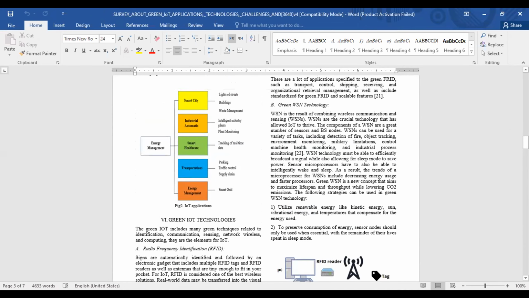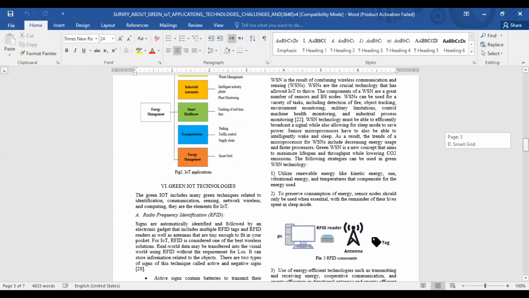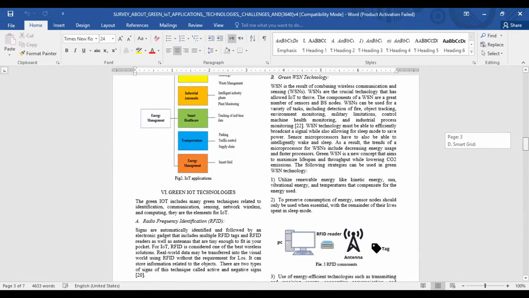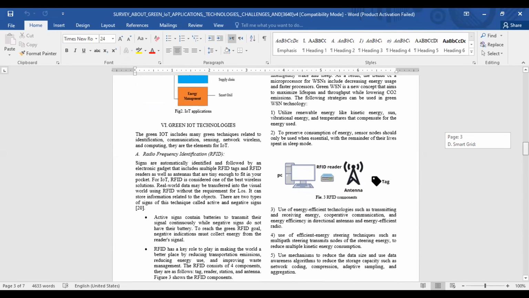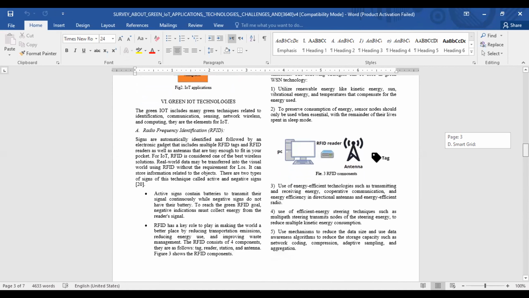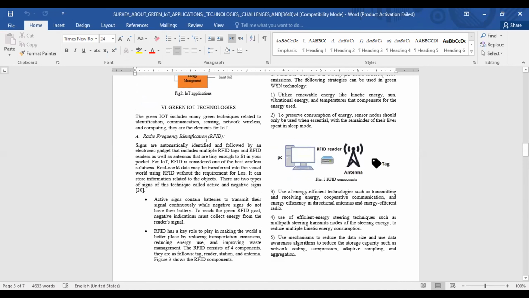this figure shows the IoT applications. For example, in a smart city, street lights, buildings, waste management. In smart healthcare, tracking of real-time data. In transportation, for example, IoT-based smart parking. There are many technologies for doing IoT, for example, radio frequency identification.